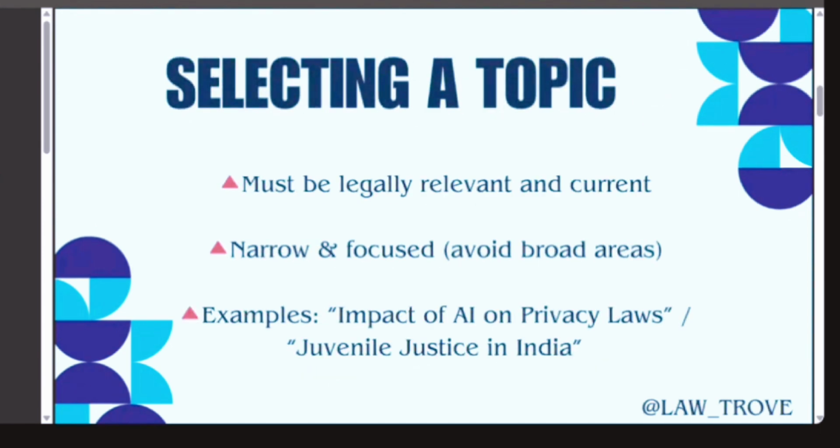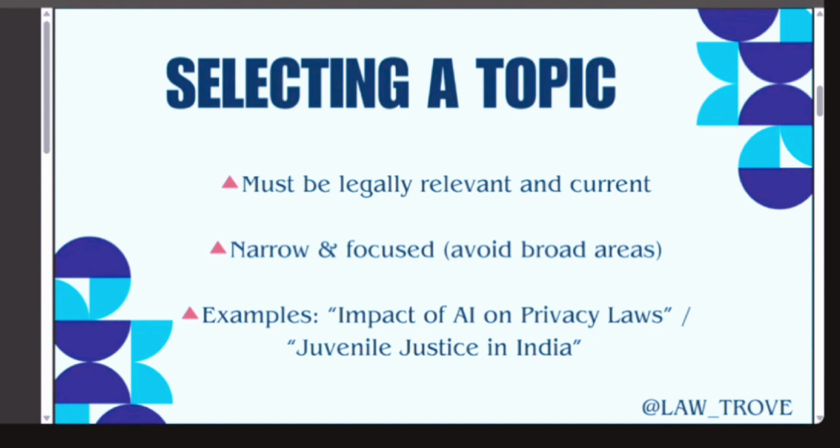When you start writing an article, the foremost thing is to select the topic. Here you have to select a topic that is legally relevant and current. Why are we talking about a current topic? Because it is easier for you to understand the topic and find related articles for your references. So try to find a current and legally relevant topic. That topic should be narrow and focused.